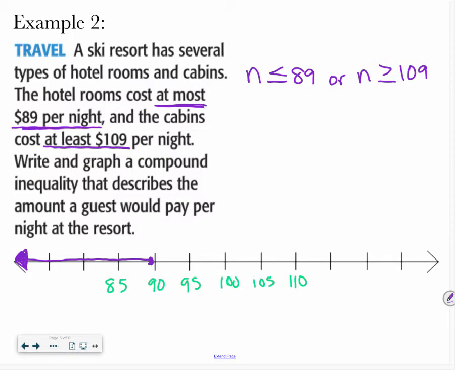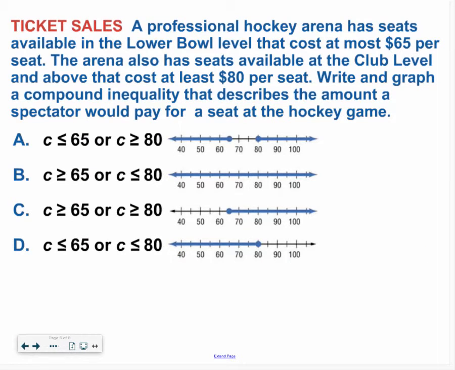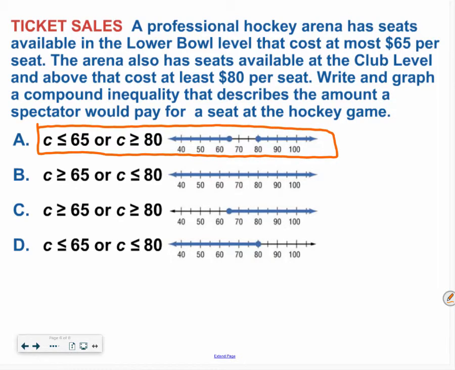And then if I have N is greater than or equal to 109, that's going to point the other direction. So you can see you have two inequalities that point in opposite directions, and that's okay. Go ahead and take a look at this next problem on your own, see how you do. Hopefully you determine C is less than or equal to 65, or C is greater than or equal to 80.